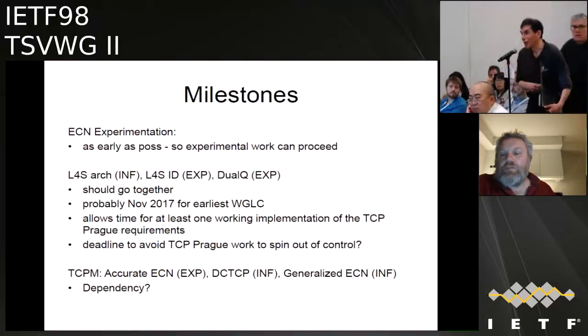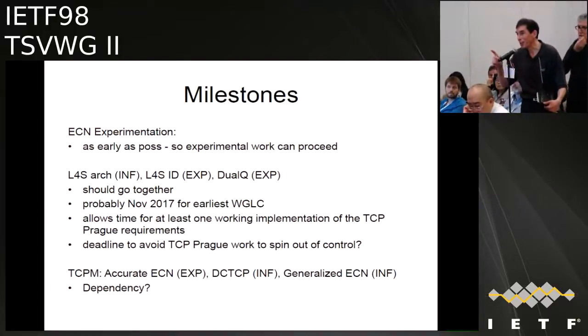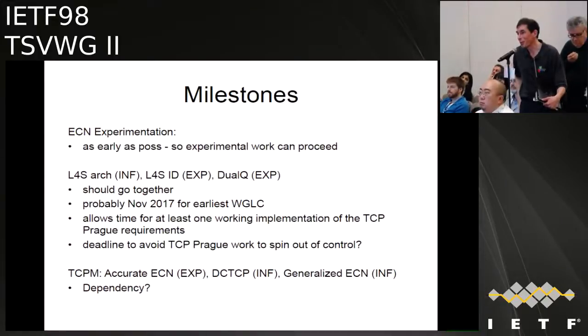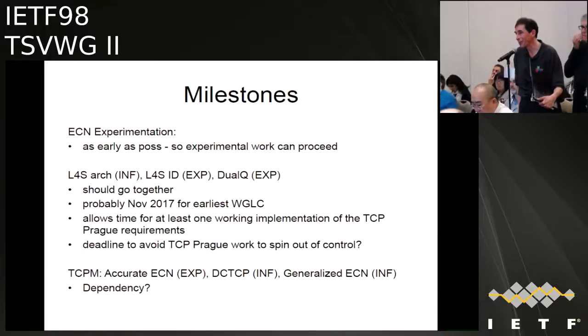Philip Eardley, this is really good stuff. Where you put, under the L4S architecture ID and dual queue, allow time for one working implementation of TCP Prague requirements before working group last call, do you really need to gate on that? Or could you just do it without having a working implementation of TCP Prague?